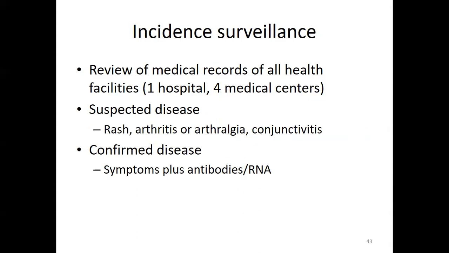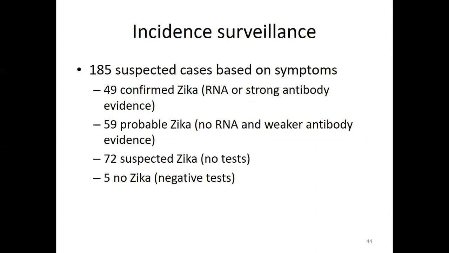The other thing they did was they looked at the medical records of all of the healthcare facilities. Again, they could do this because there was one hospital and 4 medical centers. They have a suspected disease definition, which was rash, arthritis or arthralgia, and conjunctivitis. Again, these are common symptoms. And then the confirmed disease was symptoms plus either antibodies or RNA. What they found was 185 suspected cases. So these are people with symptoms.